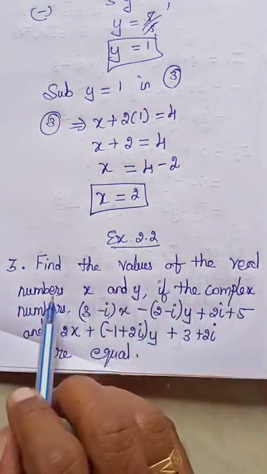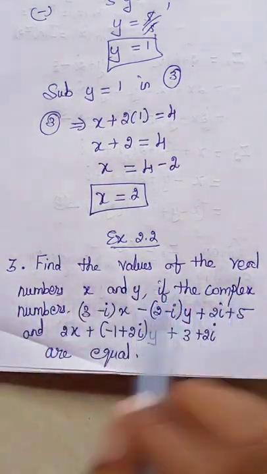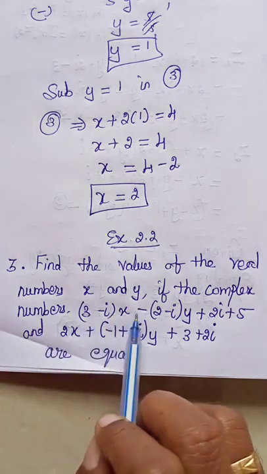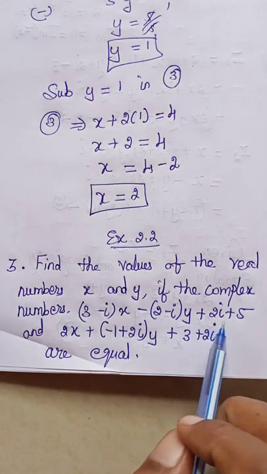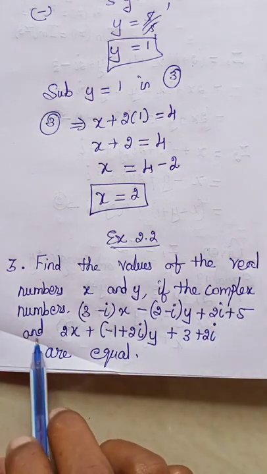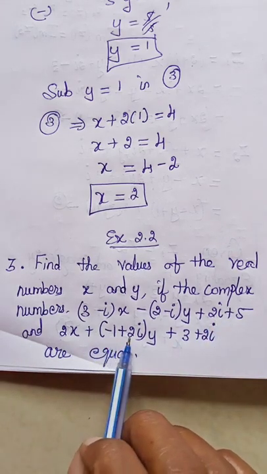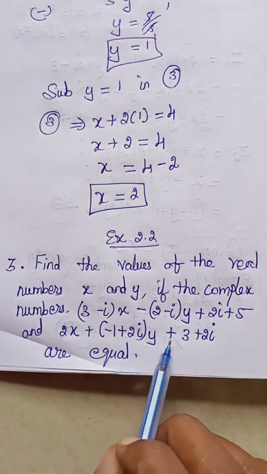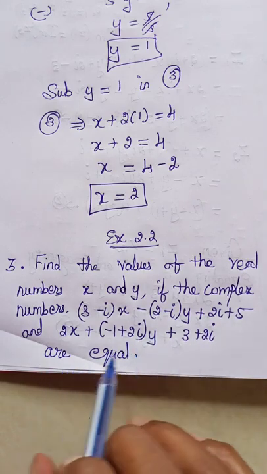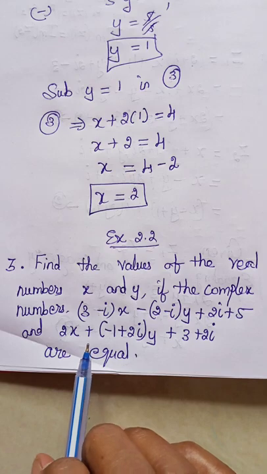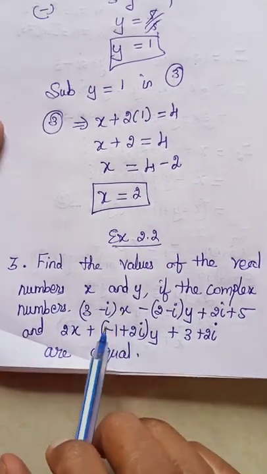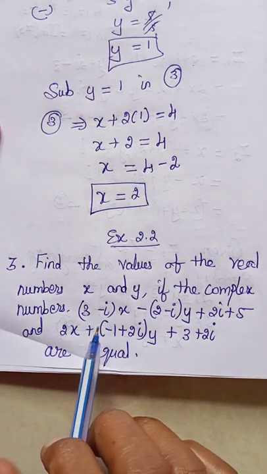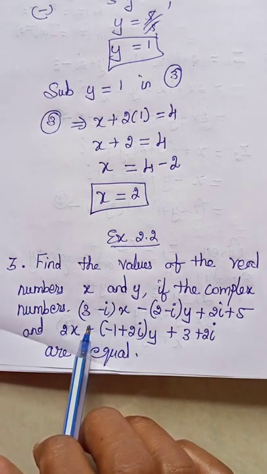Find the values of the real numbers x and y if the complex numbers (3 - i)x - (2 - i)y + 2i + 5 and 2x + (-1 + 2i)y + 3 + 2i are equal. Same like the example. If these two complex numbers are equal, we should find out what are the real numbers x and y.